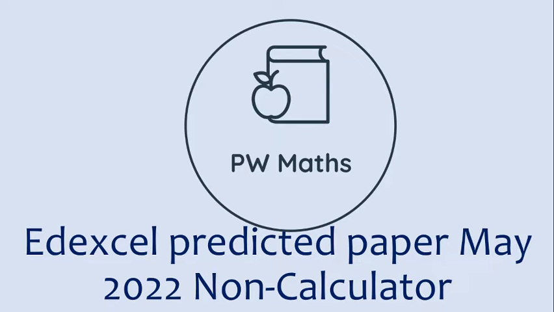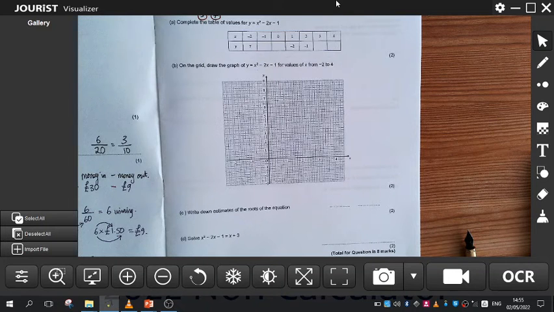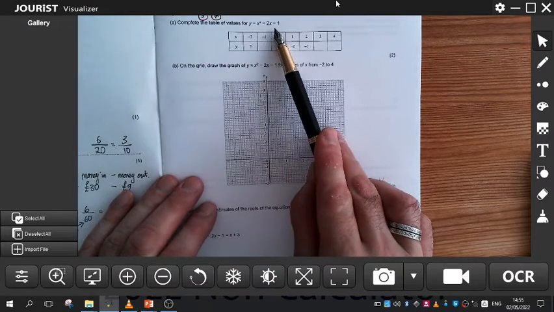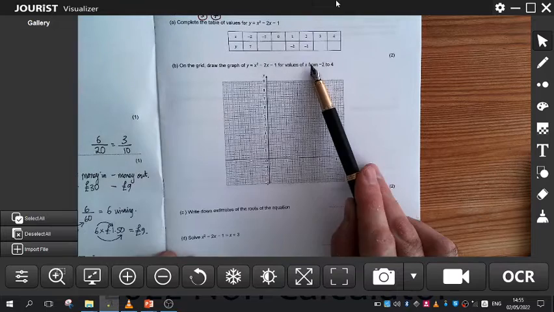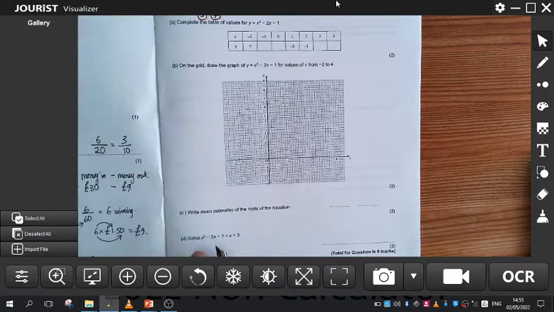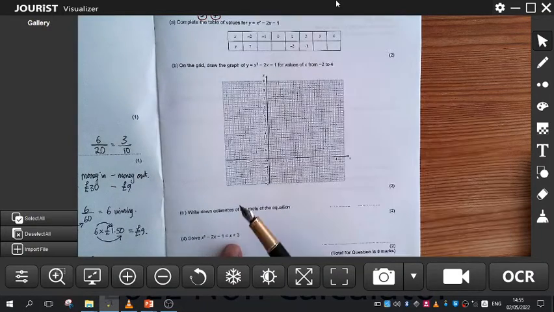Edexcel predicted paper, non-calculator, May 2022, question 3, quadratic graphs. Here we see a question: complete a table of values to draw a graph, draw the graph, write down estimates of the roots, and then solve a slightly different graph where the left-hand bit is exactly the same but the right-hand bit looks a little bit fiddly.